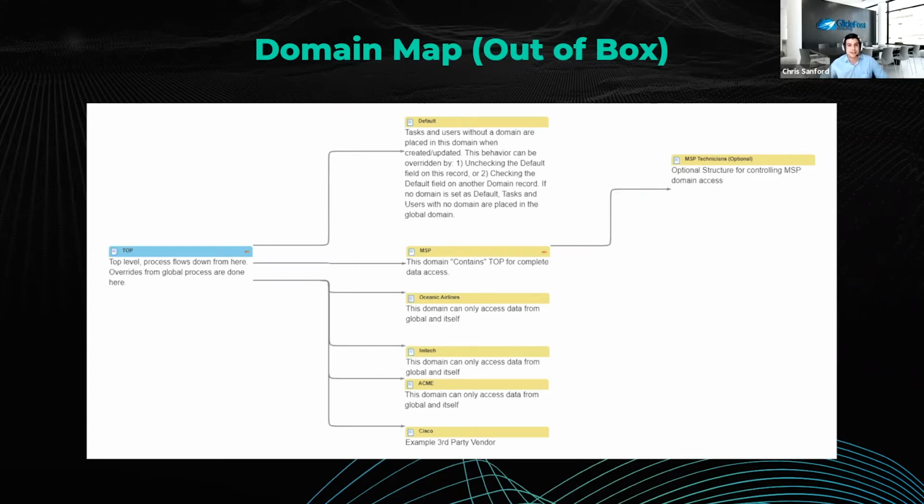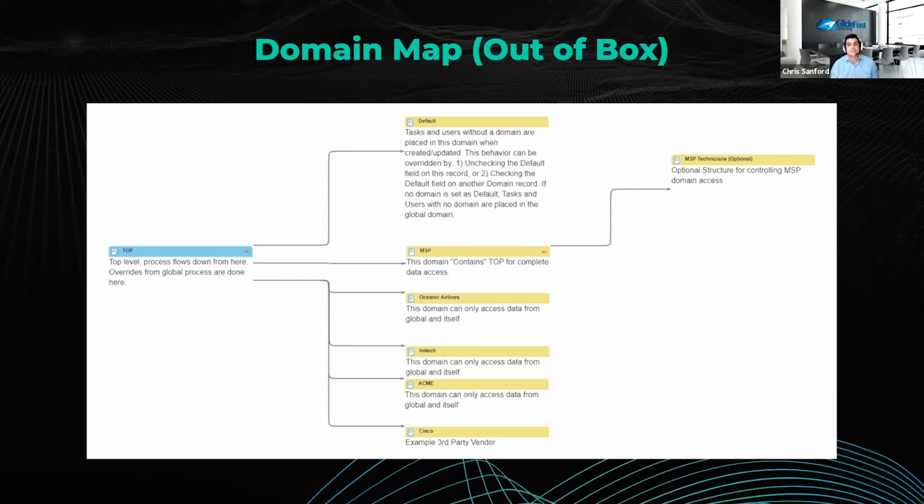So this means if you have data that is in the MSP domain, for example, with this domain map, then any user in the top domain, because it's a parent domain, are also going to have access to that data. But users in a lower domain, like MSP technicians in this example, are not going to have access to that data. With processes, it would be the other way around.